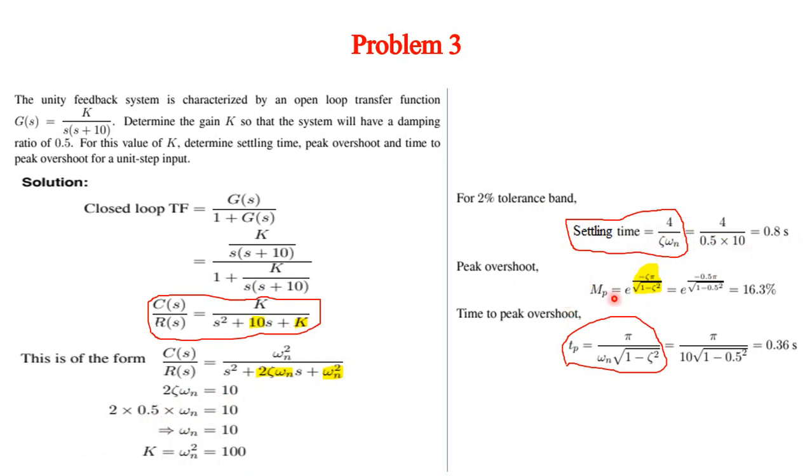For peak overshoot, we know it is 100 into e power minus zeta pi by root of 1 minus zeta square. Substituting zeta as 0.5 and multiplying by 100, we get 16.3%. Time to peak overshoot is pi by omega n root of 1 minus zeta square. Substitute the values, and we will get the peak time.